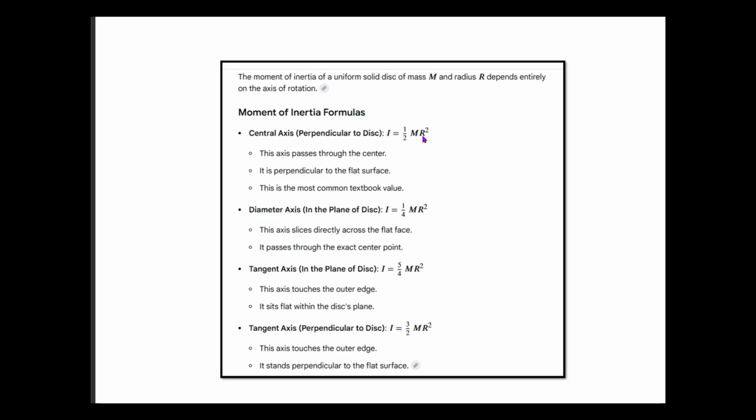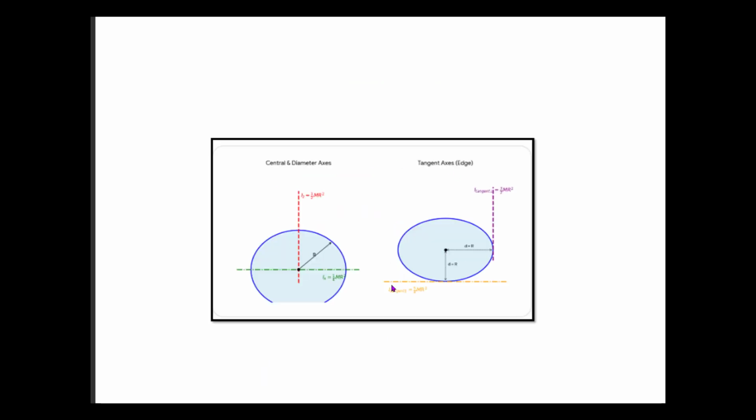There are different other moments of inertia which we can use for other calculations. About the diameter, it is 1 by 4 m r square. About the tangent axis, it is 5 by 4 m r square. All these concepts are also explained properly in this diagram: for this particular disk, the moment of inertia about the central axis is half m r square, whereas about the diametrical axis it is 1 by 4 m r square, and so on.